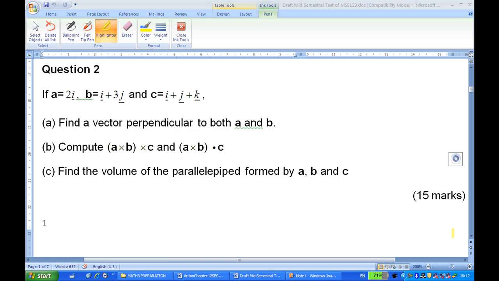Hi, for this recording, I will show you how to do 2009 Semester 2 MSc paper question 2A. In this question, we are given A equal to i, B equal to i plus 3j, and C equal to i plus j plus k. Part A of the question is: find a vector perpendicular to both A and B.